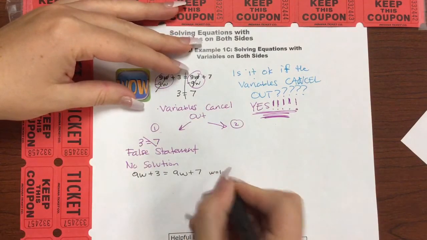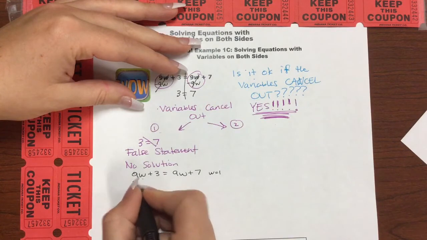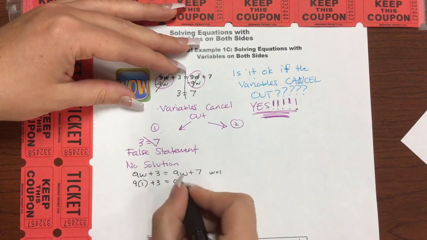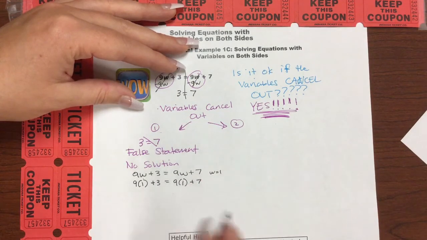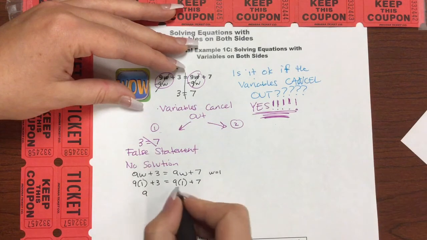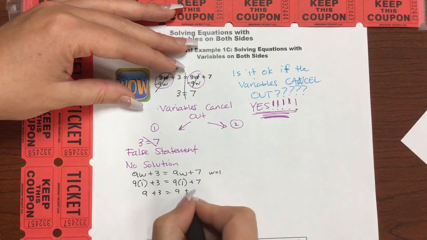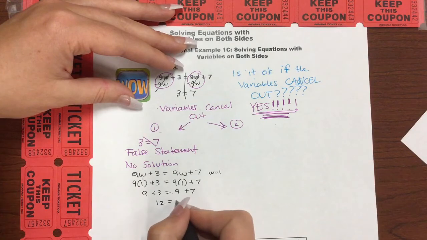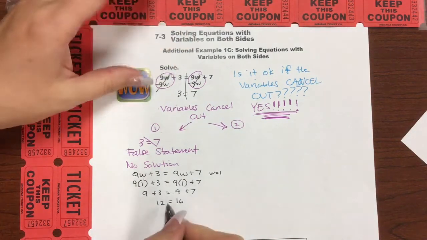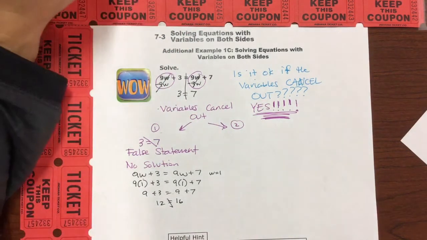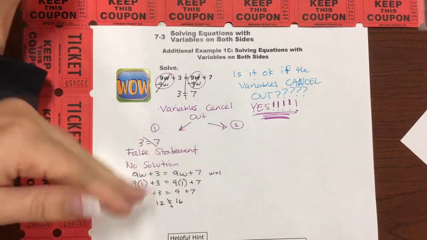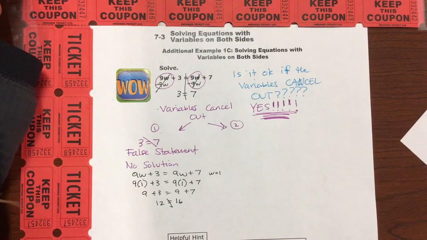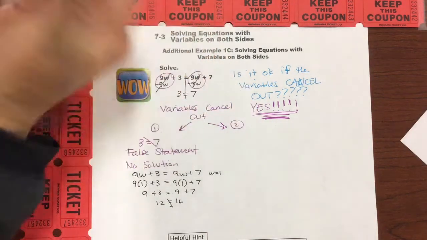All right, w equals 1. If I put 1 in there and I go 9 times 1 plus 3 equals 9 times 1 plus 7, well, this is going to be 9, right? And this is going to be 9 as well, and 9 plus 3 is 12, and 9 plus 7 is 16. They're not equal to each other. So this is just w equals 1, but really any number that you put in, it's never going to be equal.